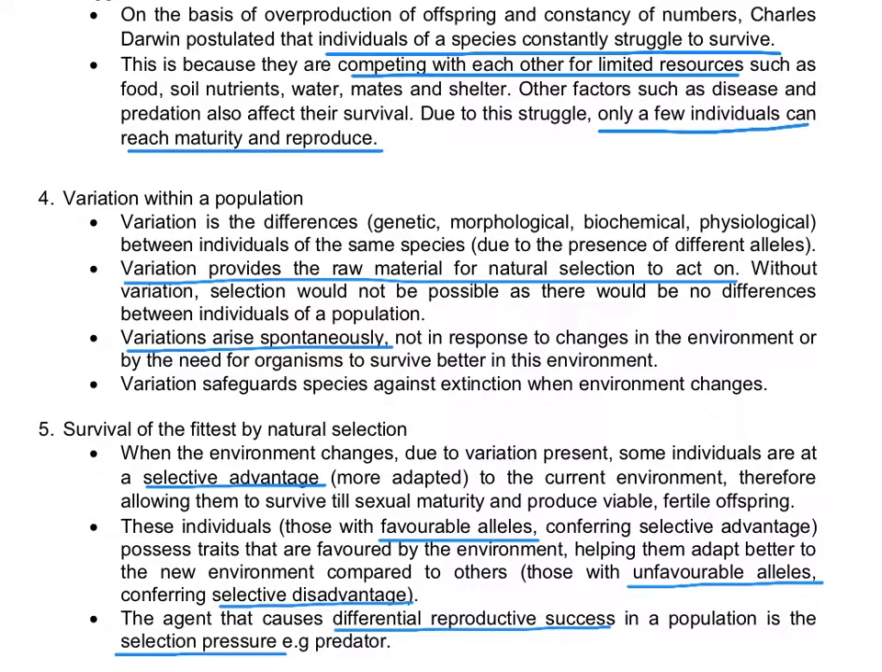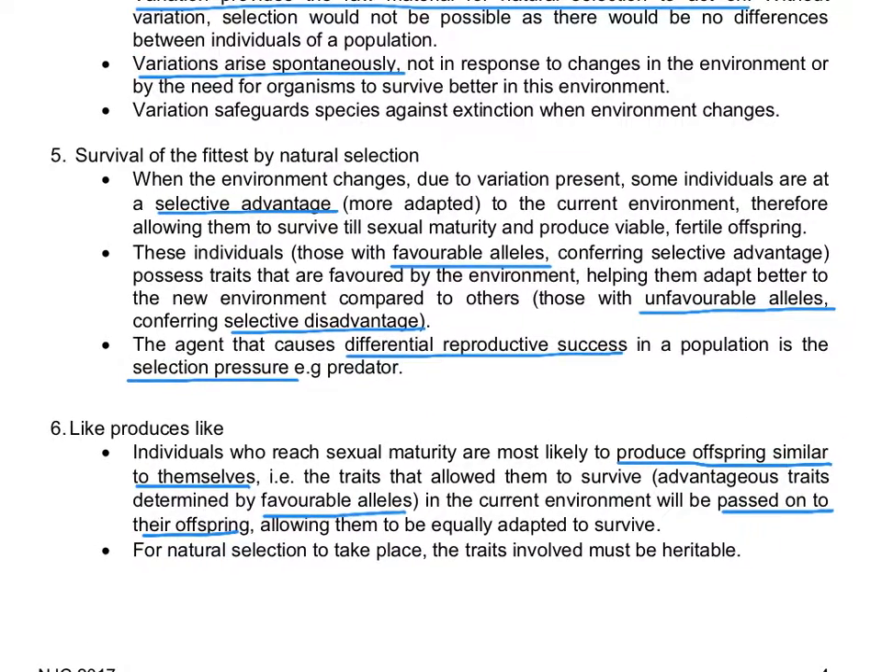And the other very important thing is that it is not that there's a change in the environment and therefore the species mutate to become better adapted. The variation already exists. These variations arise spontaneously and they already exist in the population. So this is an important point to take note of. And because of that, you will have survival of the fittest by natural selection.